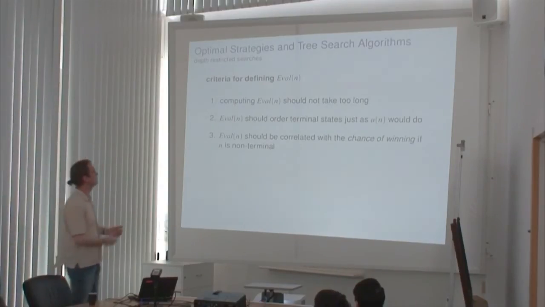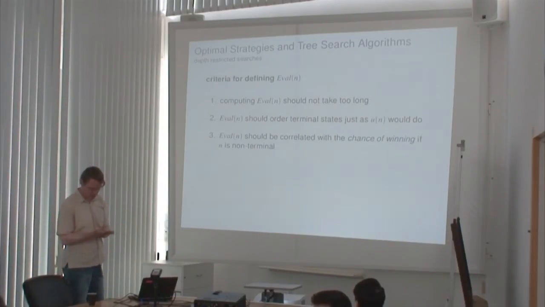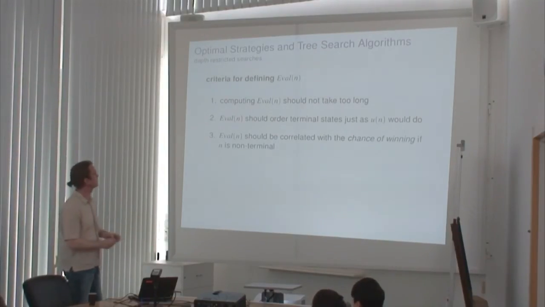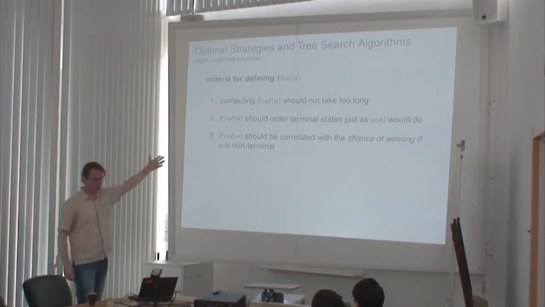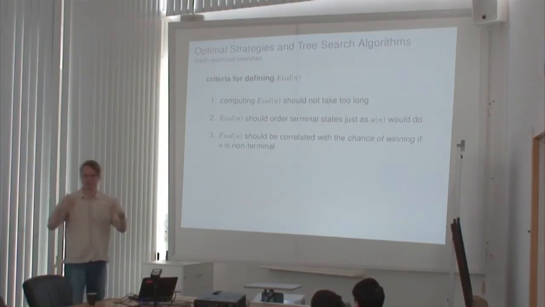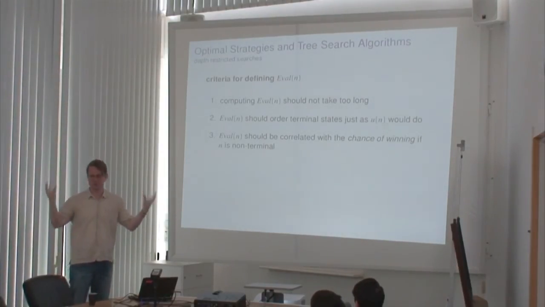Okay. So then, how would we define these evaluation functions in a nutshell? I don't know. I can't really tell you. There's no answer to that. Except for these guidelines: it shouldn't take too long, obviously. If it takes longer to compute the evaluation function than to expand the tree, we don't gain anything. It should be something fast.